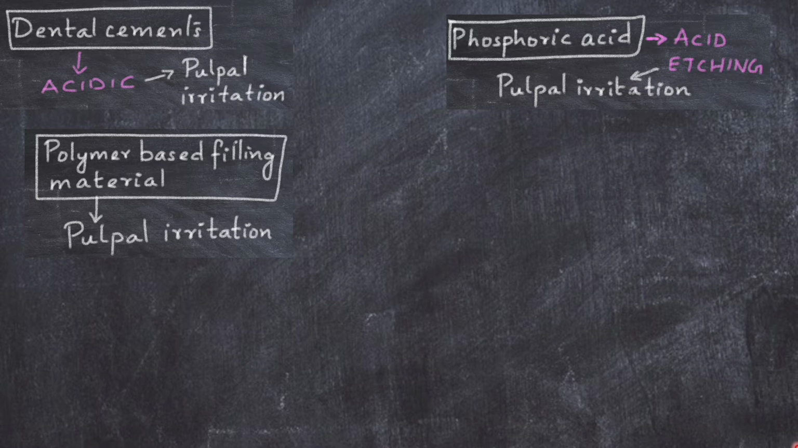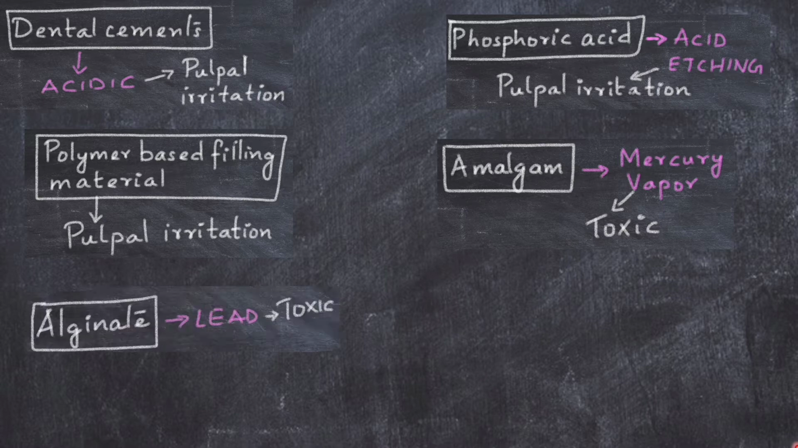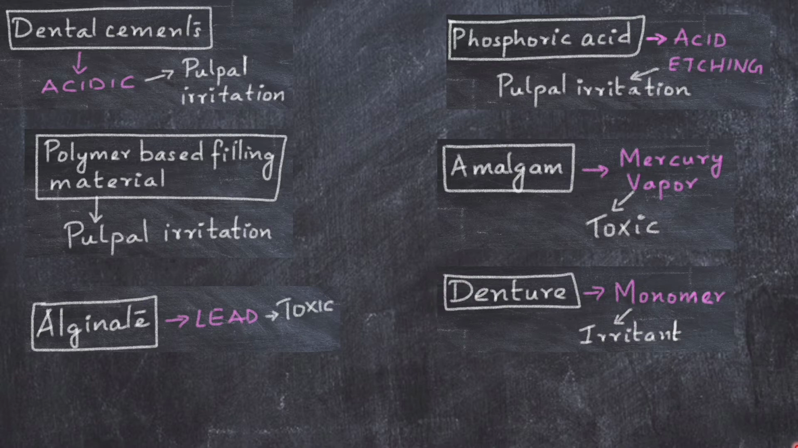Then amalgam, as we all know, has mercury for its proper mixing. So this will release mercury vapor, which is extremely toxic and needs to be handled with caution. Alginate again is a powder material which is mixed with water to form an impression material. Now this will release dust which can contain lead, which is harmful for the body. Now again, as we know, the denture base materials are mixed by using a monomer. This is again an irritant to the soft tissues.